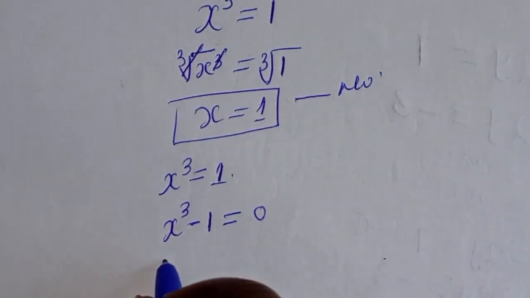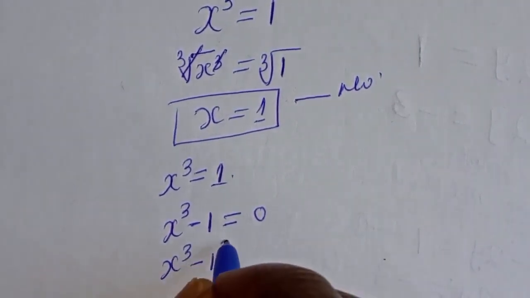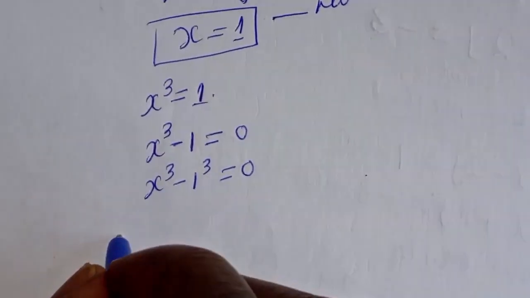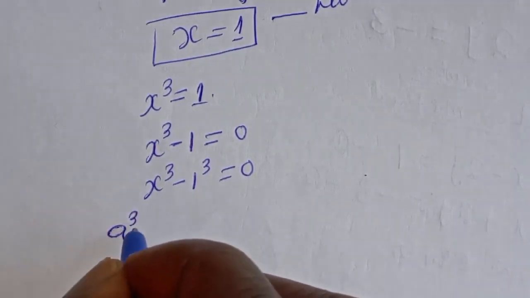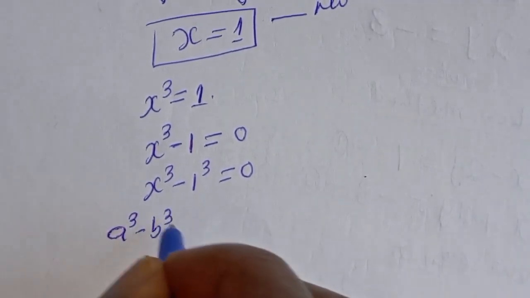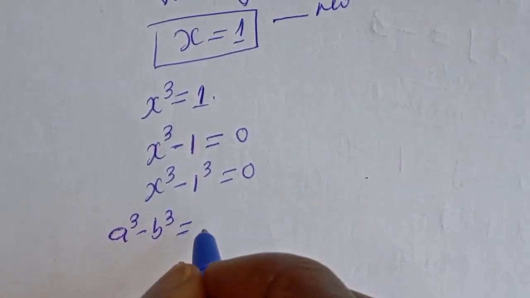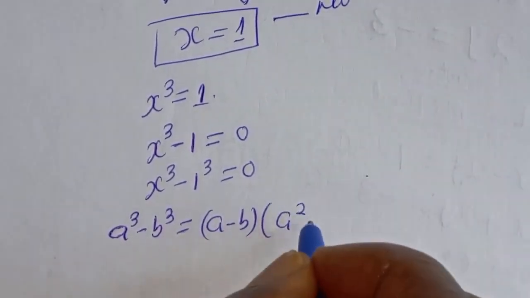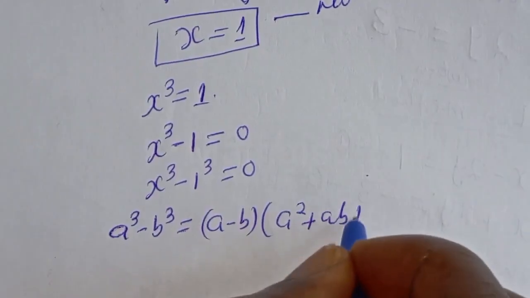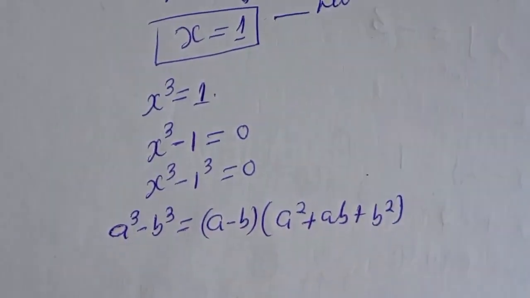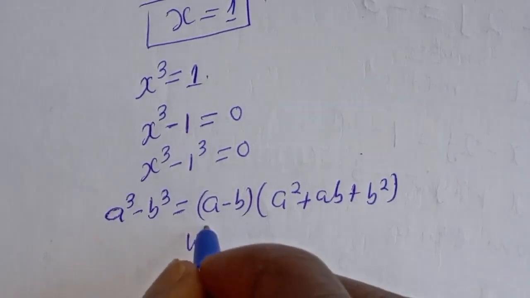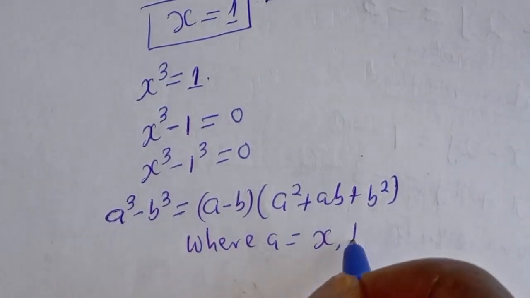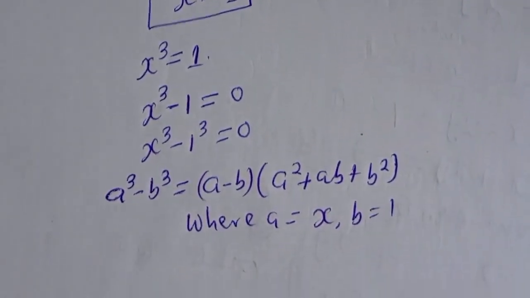This is the same thing as S raised to power 3 minus 1 raised to power 3 is equal to 0. Take note of this exponential rule: A raised to power 3 minus B raised to power 3 is equal to A minus B, bracket A square plus AB plus B square. Now from here, A is equal to S and B is equal to 1. Let's substitute.